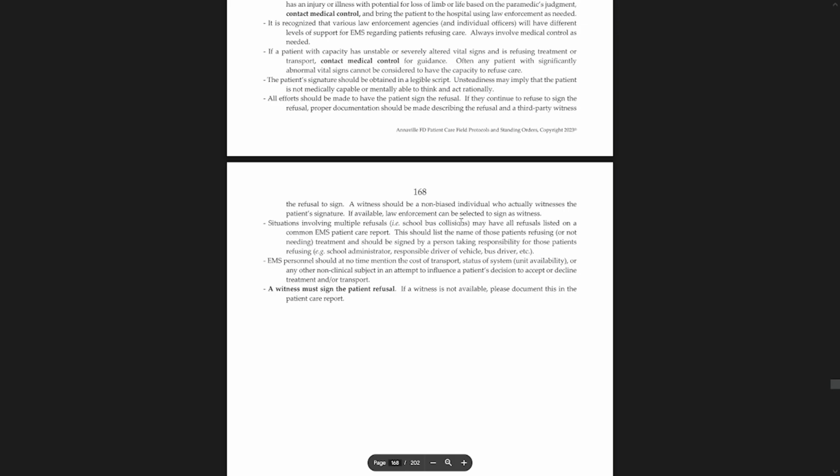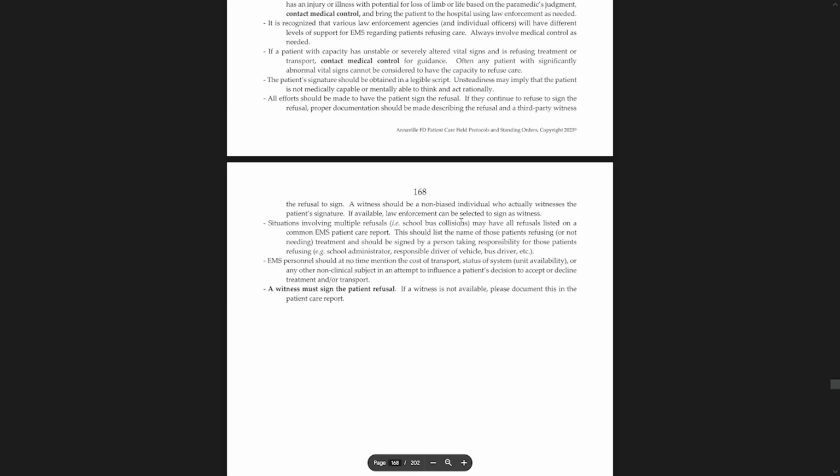Situations involving multiple refusals, i.e. a school bus collision, may have all refusals listed on a common EMS patient care report. This should list the names of the people who are refusing and the treatment and should be signed by a person taking responsibility for all these patients refusing, such as a school administrator, the responsible driver of the vehicle, a bus driver, etc.